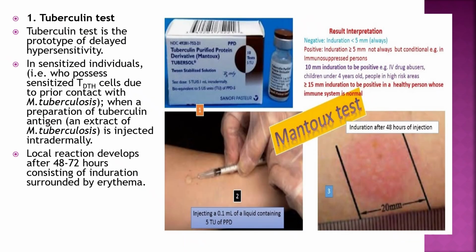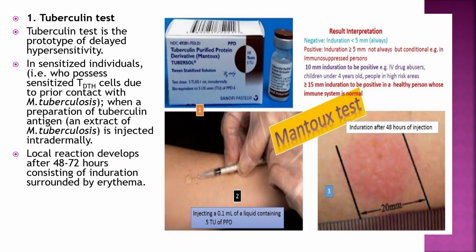Type 4 hypersensitivity, the first example is the tuberculin test. The tuberculin test is the prototype of delayed hypersensitivity in sensitive individuals who possess sensitized TDTH cells due to prior contact with M. tuberculosis. When a preparation of tuberculin antigen, an extract of M. tuberculosis, is injected intradermally, a local reaction develops after 48 to 72 hours, consisting of induration surrounded by erythema. And the interpretation: when less than 5 millimeter in duration it is negative, more than 5 millimeter it is borderline, but in immunosuppressed persons it is positive.